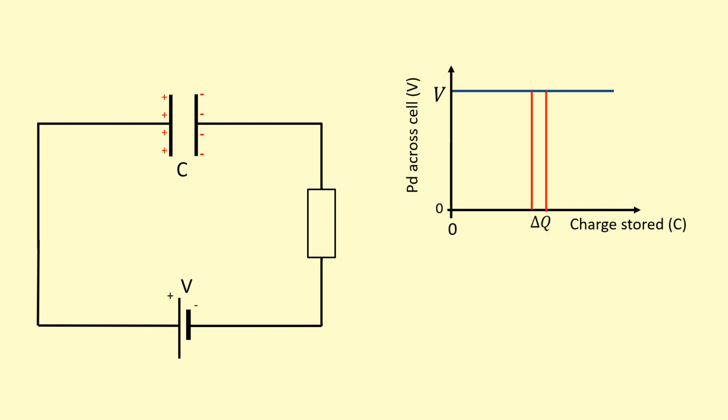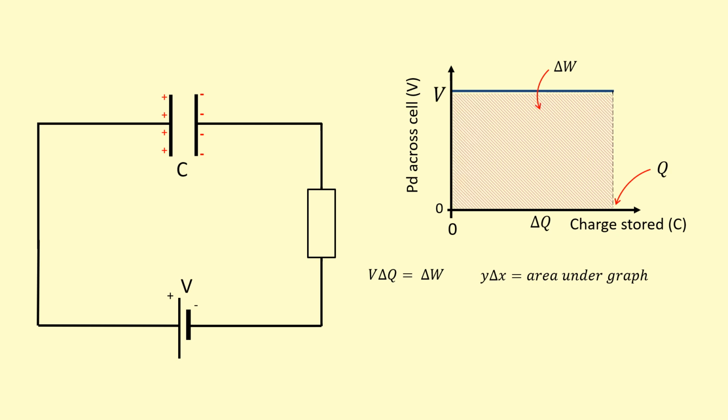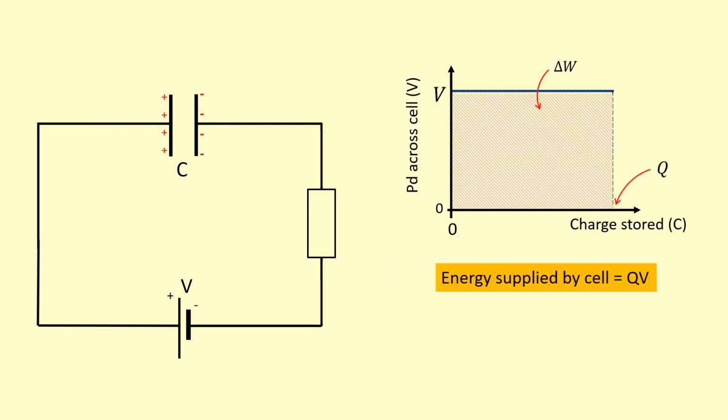If I want to calculate how much energy is stored when I add a certain amount of charge, then using the definition of potential difference as work done per unit charge, potential difference times charge gives me the work done. This is the area under the graph. So to figure out how much energy is supplied by the cell to charge the capacitor, I have to work out the total area up to the maximum charge Q. This whole area is a rectangle, so it's just V times Q. That's the total energy supplied by the cell.